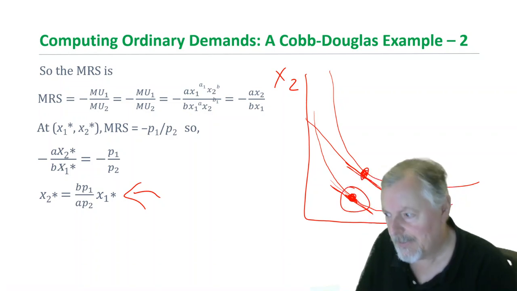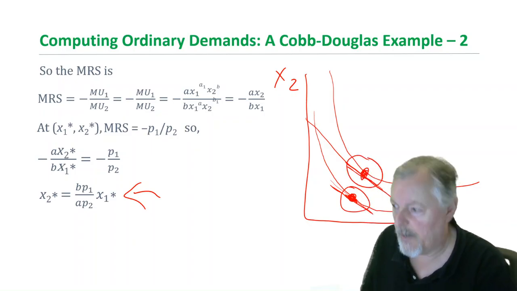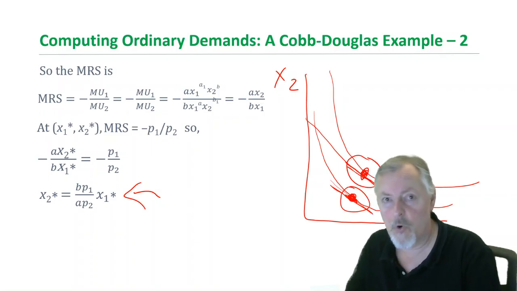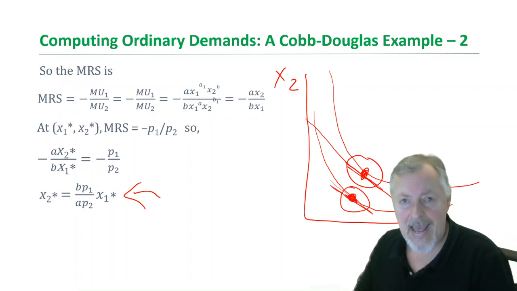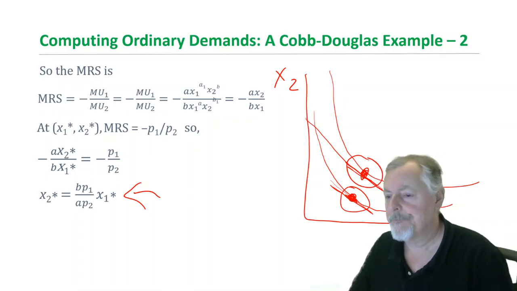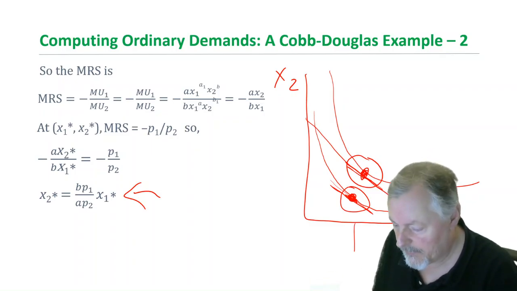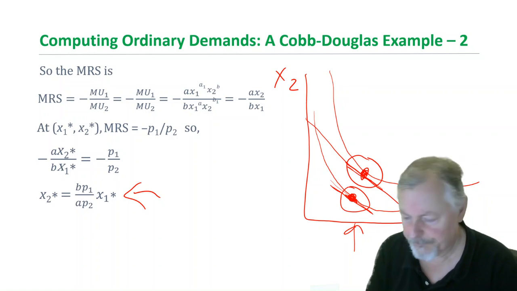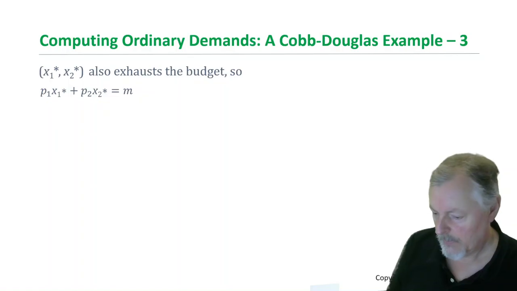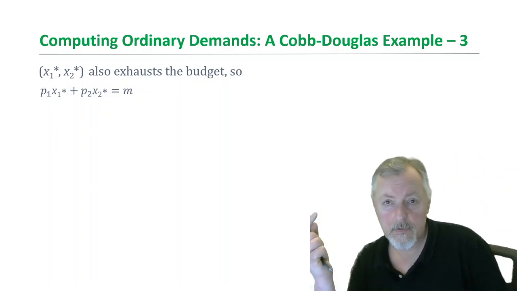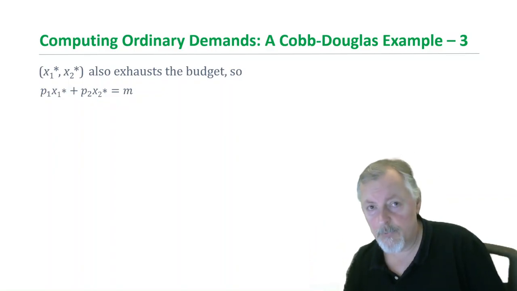But this bundle is not the one the person's going to choose because they could get this one where they have more X1 and more X2, and they can afford it. So we need to add a second constraint, that the person will spend all of their money, which would eliminate that possibility. So we know that for the bundle we're looking for, the marginal rate of substitution will equal the price ratio.